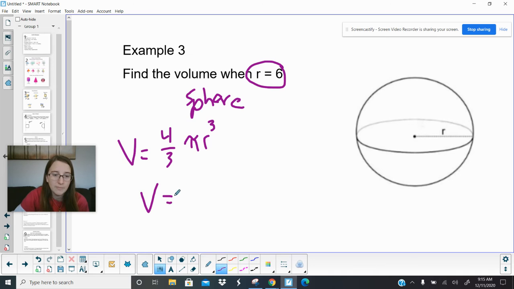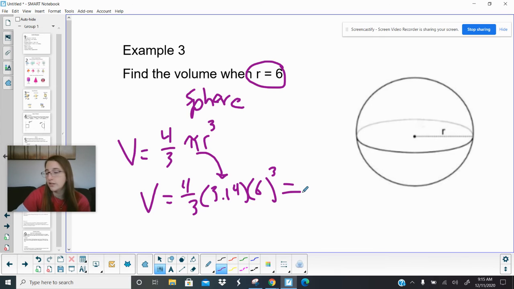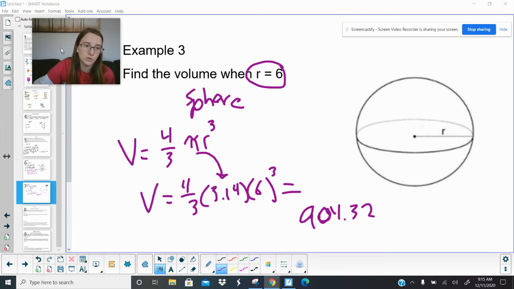So all we got to do is plug in 4/3 times, remember, we are using 3.14 for pi and 6 cubed. Please try this and make sure you can plug into the calculator correctly. Okay, so we should get 4/3 times 3.14 times 6. Where's my exponent button? To the third. So we should get 904.32. That should be your answer if you plugged it in correctly. If you did not get that, you probably plugged something in wrong. Make sure you are plugging it in correctly.